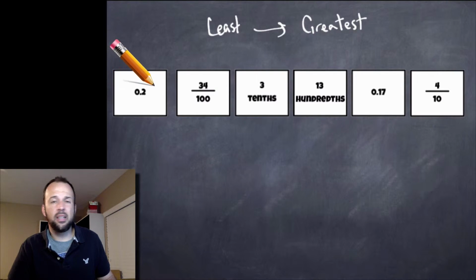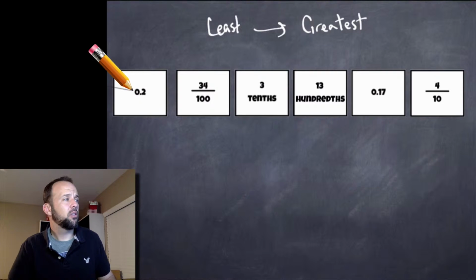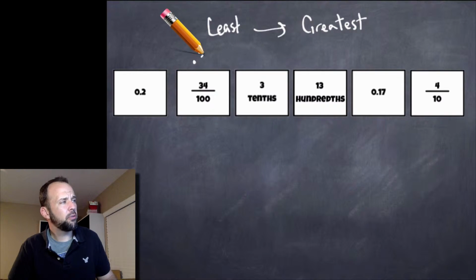I'm going to choose to put them all in decimal format, like this guy already is here. So I'm going to leave him alone. But I'm going to come over here to my 34 hundredths, and I'm just going to rewrite that in decimal form here as 34 hundredths.